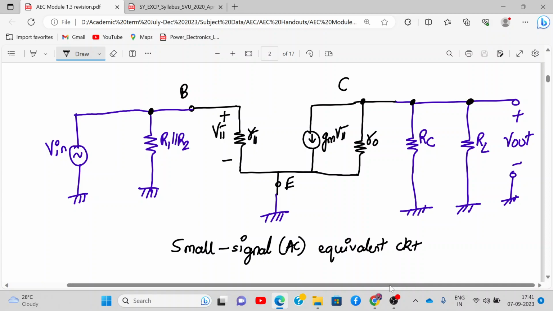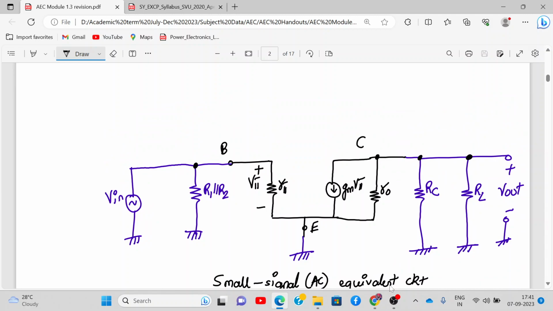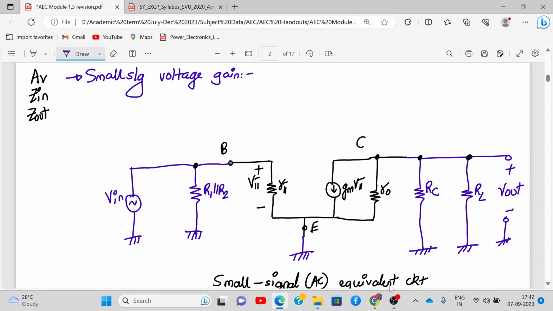Yes, sir. Okay. Now we'll analyze this circuit and we'll derive the following expressions. We'll derive the AV expression, we'll derive the ZIN expression, and we'll derive the Z out expression. All three of them. Okay, so can we start? Yes, sir. Okay. So first, I'll keep this circuit as it is and I'll do the derivation from here. First we'll start with the small signal voltage gain derivation. Okay, expression for AV.